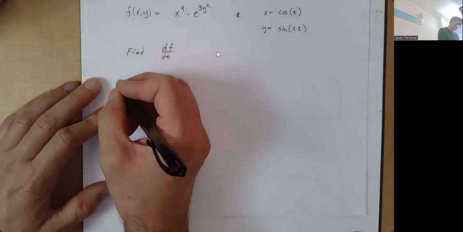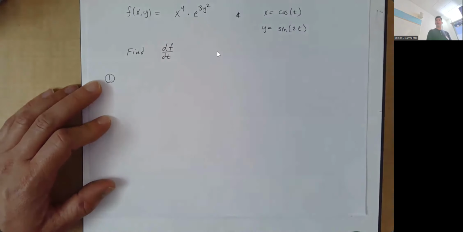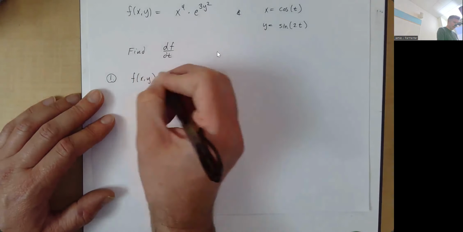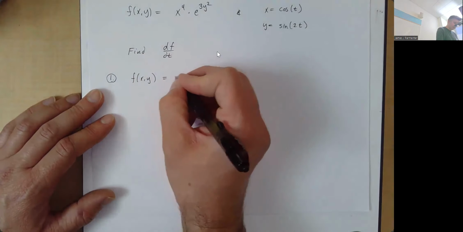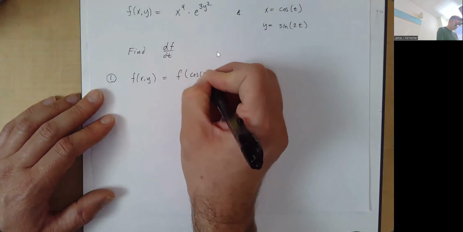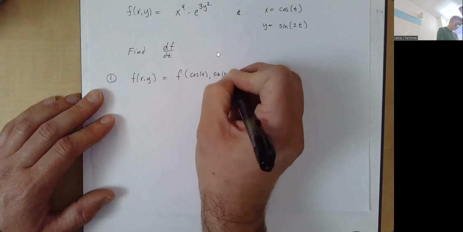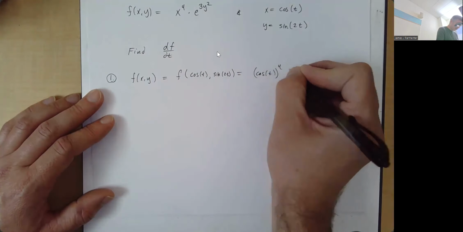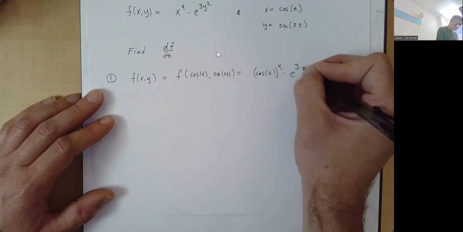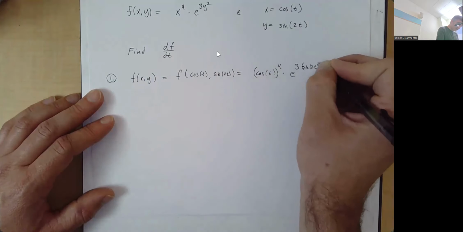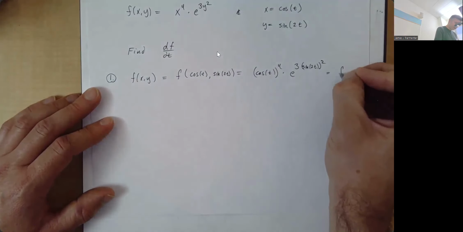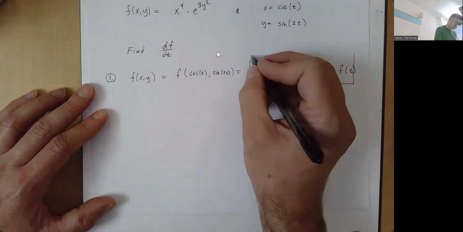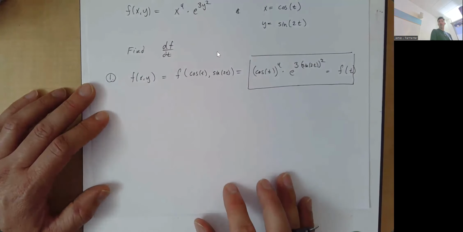One way, the harder way, would be actually just to rewrite the function as a function of t. So I could say that f(x,y), knowing that x is cosine of t and y is sine of 2t, I could say that's f(cos t, sin 2t), which is going to equal cosine of t to the 4th power times e to the 3 sine of 2t squared. And that is f as a function of t. And so looking at just this, we could totally find the derivative. It's going to be a pain, but it's doable.